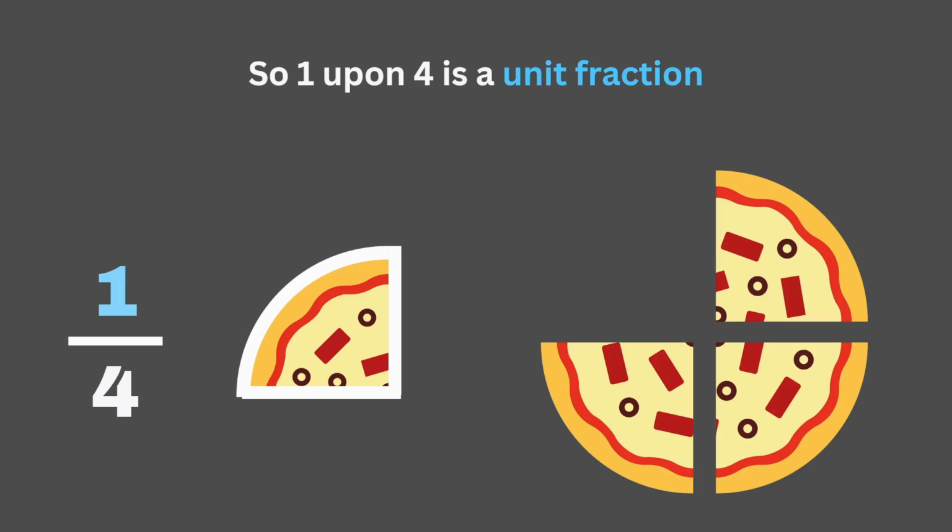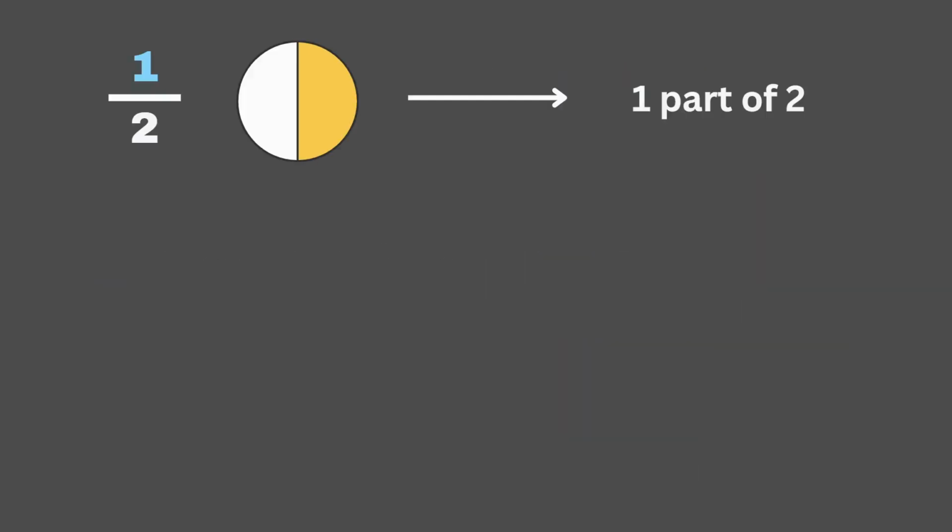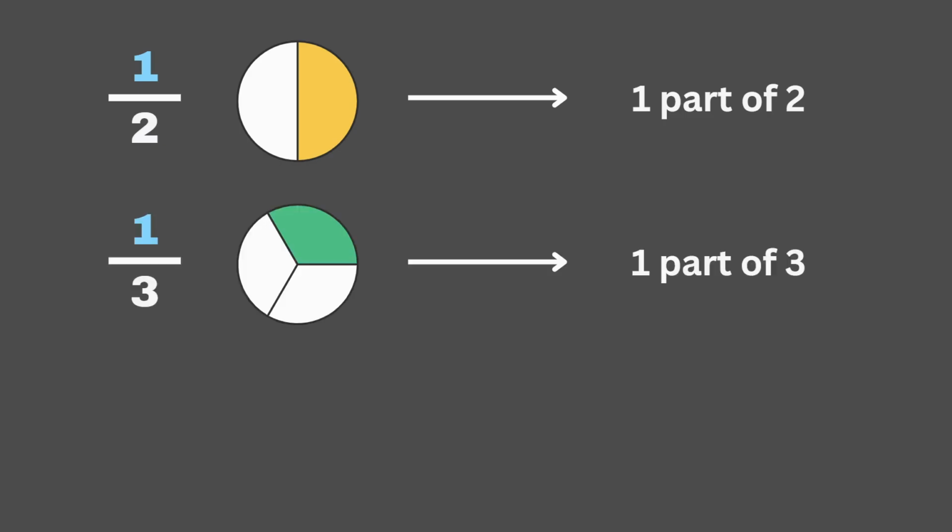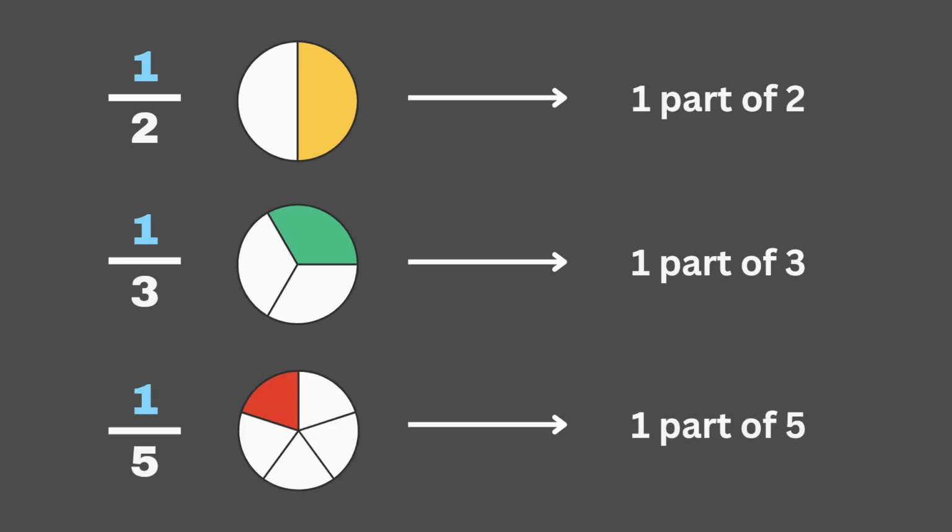Let's look at more examples of unit fractions. 1 by 2 means 1 out of 2 equal parts. 1 by 3 means 1 out of 3 equal parts. 1 by 5 means 1 out of 5 equal parts. All of them are unit fractions because the numerator is 1.